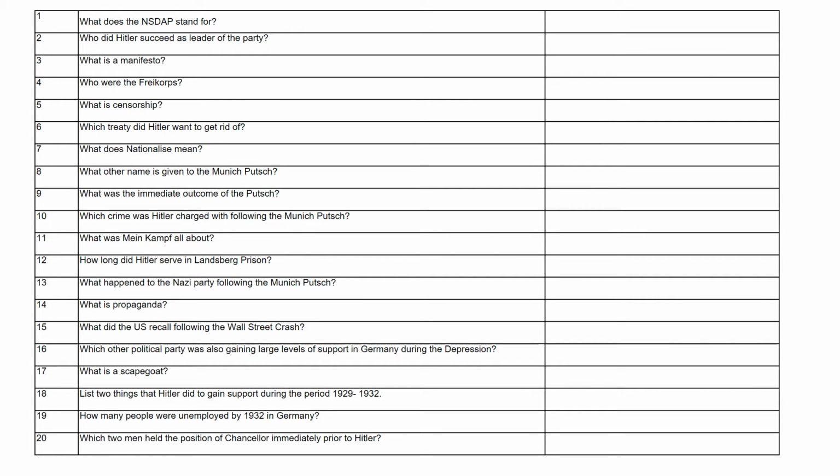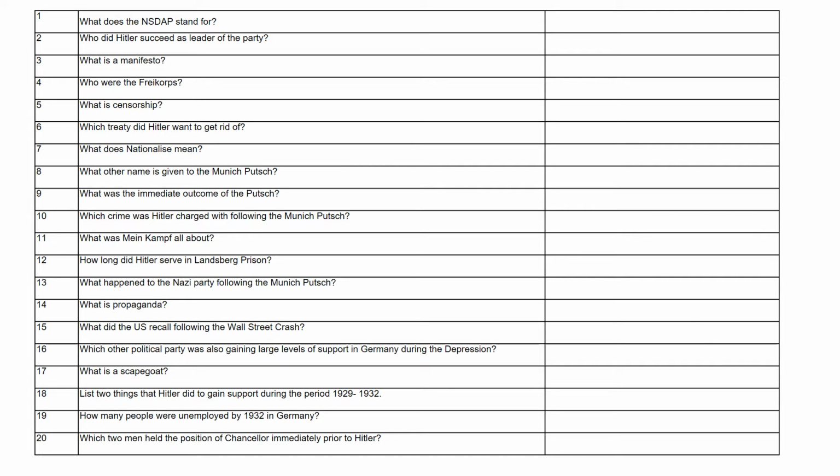So the questions today are: what does the NSDAP stand for? Who did Hitler succeed as the leader of the party? So who was the initial leader of the Nazi party? What is a manifesto? Who were the Freikorps? What is censorship? Which treaty did Hitler want to get rid of? What does nationalize mean? What other name is given to the Munich putsch?